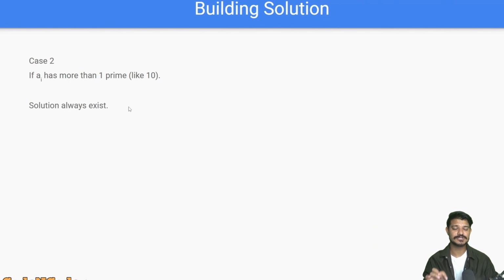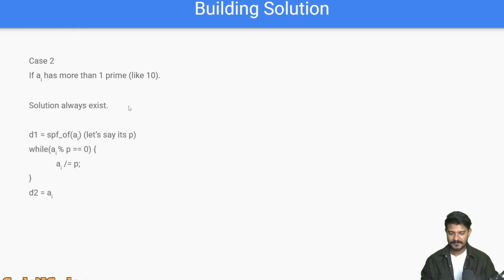In that case, solution always exists, right? I'll prove it also in the next two slides. Don't worry. I'm just explaining how we can find the solution simply. When you have AI, you can find the smallest prime factor of AI and give it to D1 directly. Let's call it P. Now, as many times as you can divide AI by P, keep on dividing, so that we make sure no prime P exists in the remainder, and we can give it to D2. This way you calculate D1, and this way you calculate D2.